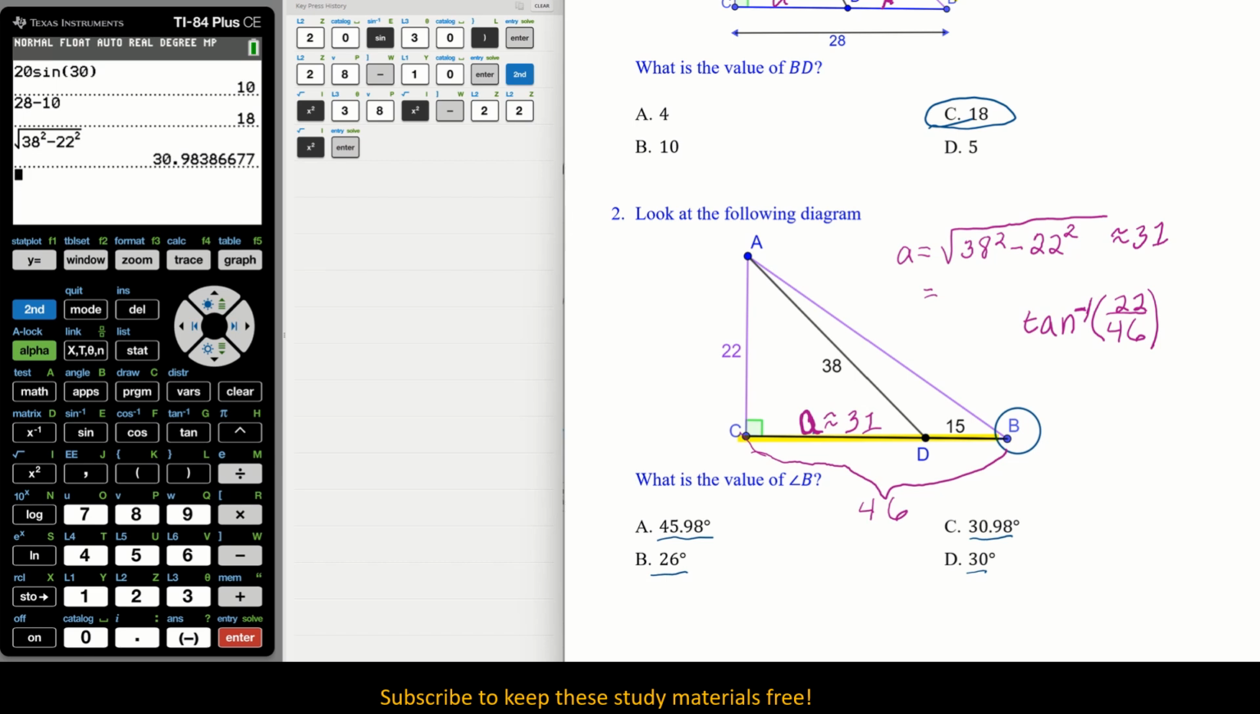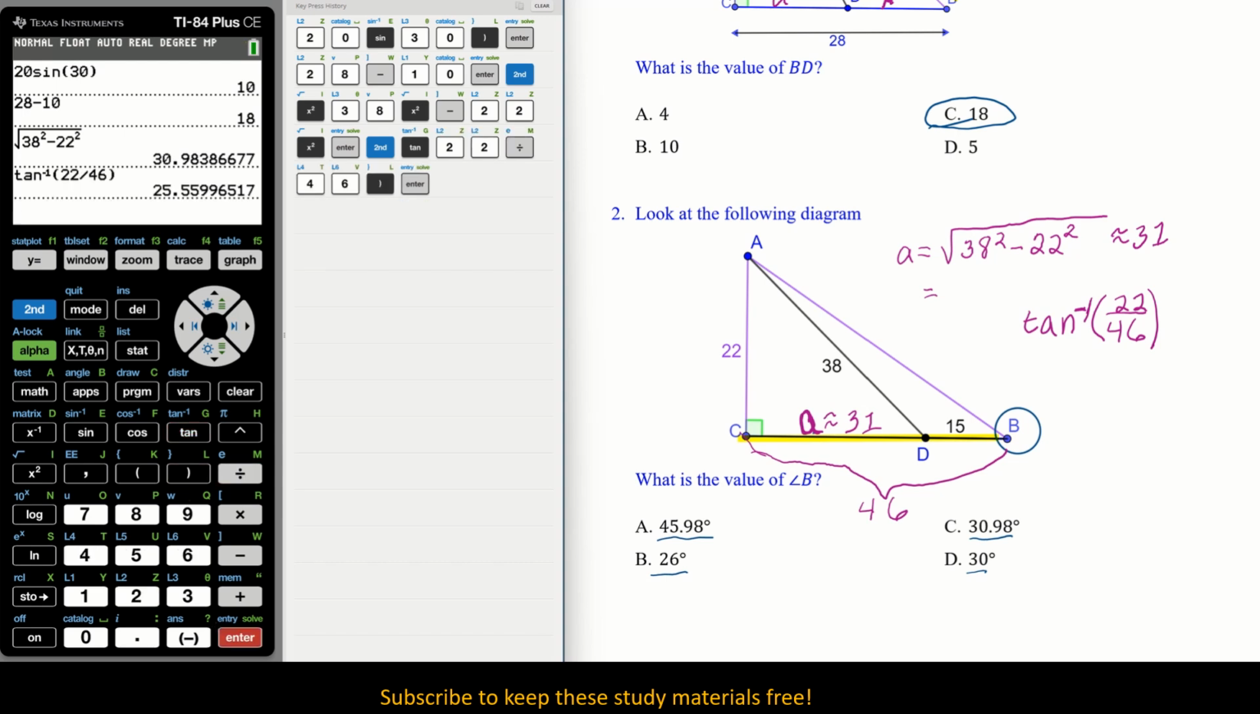Okay. All right. So let's say second, that's inverse tangent, second tangent, 22 divided by 46, close the parentheses, and that gives us 25.559. Okay, it rounds to 26. I can kind of buy that, okay? I'd say, all right, that's it.